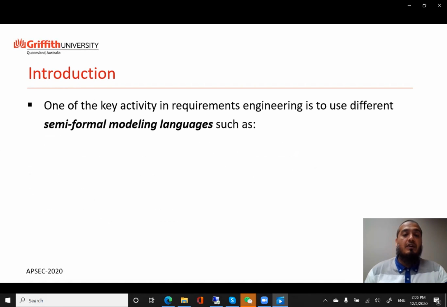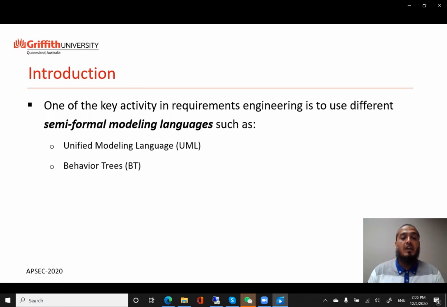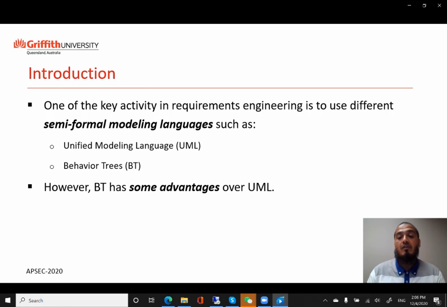Requirement engineering is one of the important and first phases of the software development lifecycle. One of the key activities of this phase is to use semi-formal modeling languages to model user requirements provided in natural languages. Nowadays, the most common semi-formal modeling languages are UML and behavior trees. Behavior tree is not as old as UML, but it has some benefits over UML. As this is a brief presentation, I will not discuss all the benefits, but I would like to mention one important benefit that behavior tree has over UML.